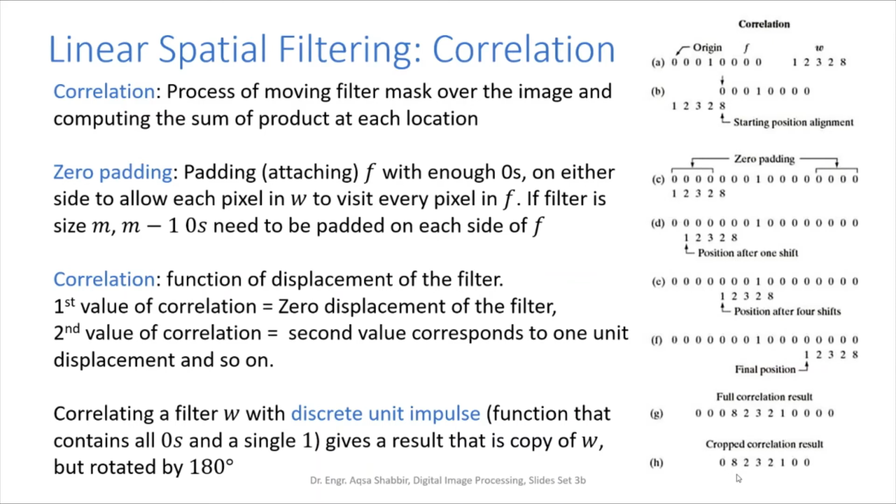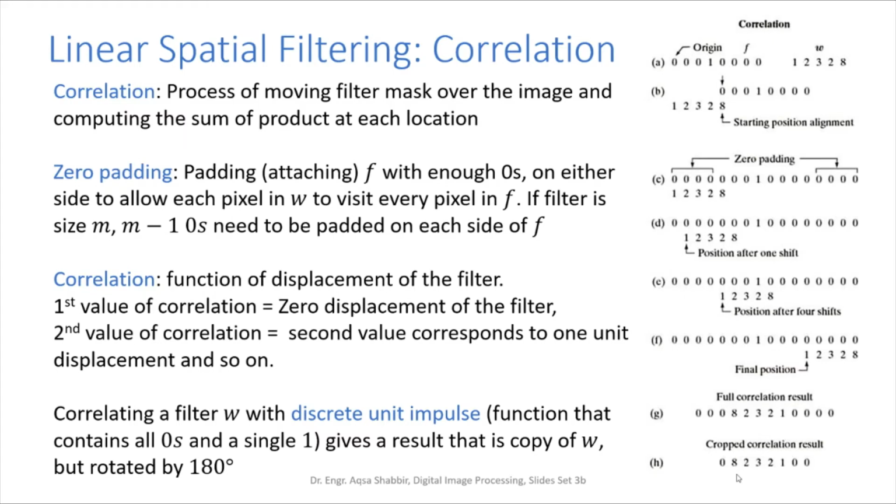Two important things are to be noticed over here. Firstly, correlation is a function of displacement, or let's say the movement of the filter. As you can notice, the first value of correlation corresponds to 0 displacement of the filter. The second value of correlation corresponds to 1 unit displacement, and so on.